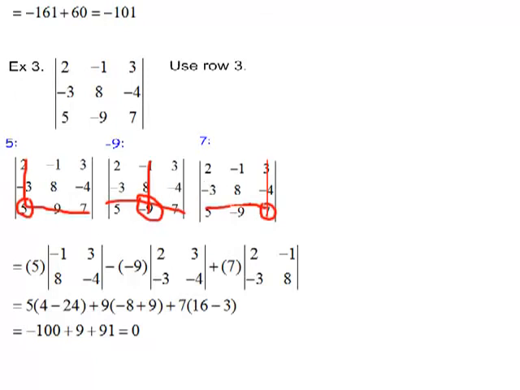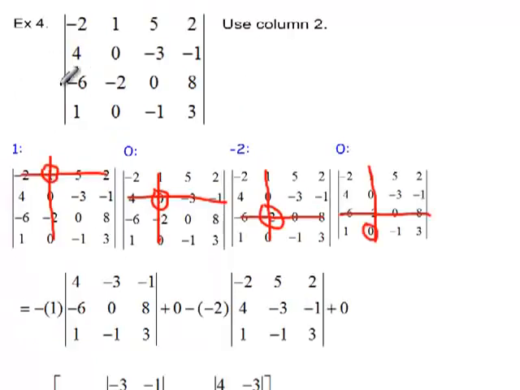Another example, 4 by 4. Whoa. Well, the method will be the same. It's just a little bit more tedious. Why? You will see. I said use column 2. And the reason why you pick column 2 now is because you have 2 entries with the zeros. So from now on, you don't just use column 1 or row 1. You try to use the row or column with the most number of zeros. So that's why I picked column 2 for you.